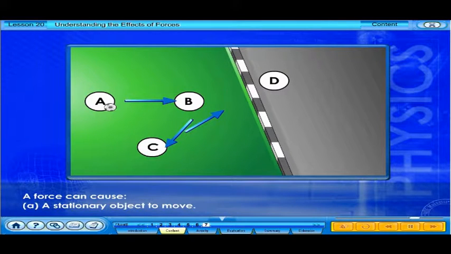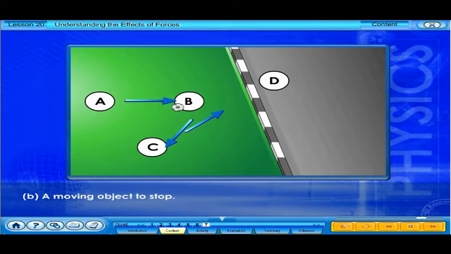A force can cause a stationary object to move, a moving object to stop, a moving object to change direction, or the shape of an object to change.